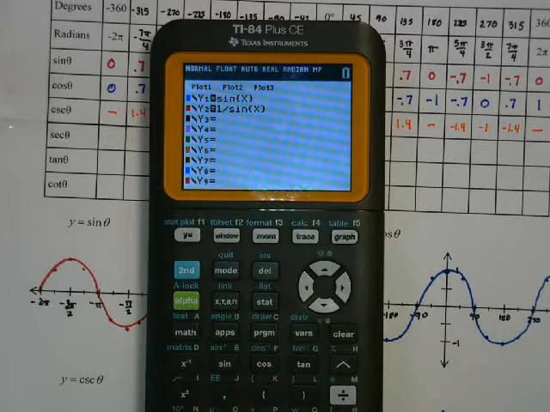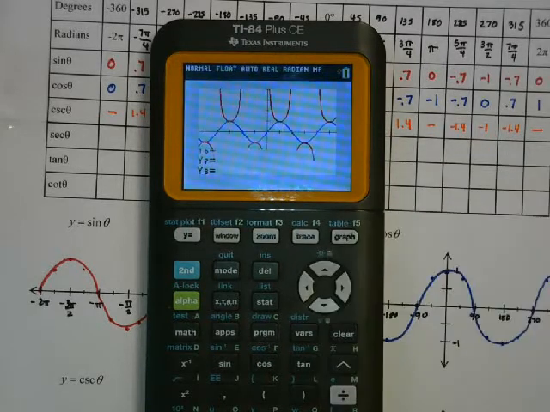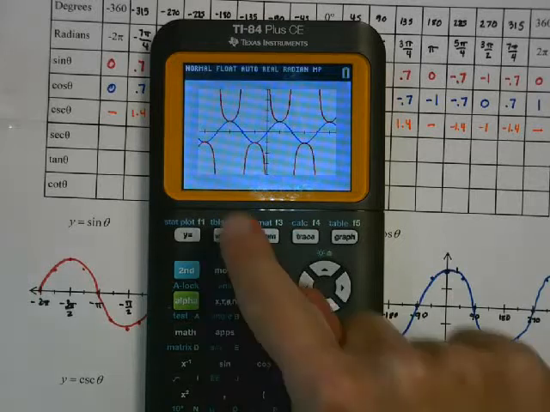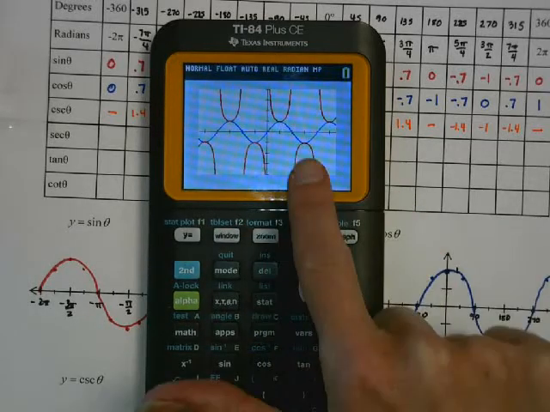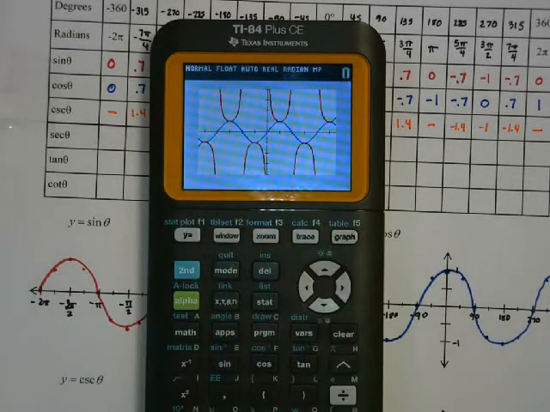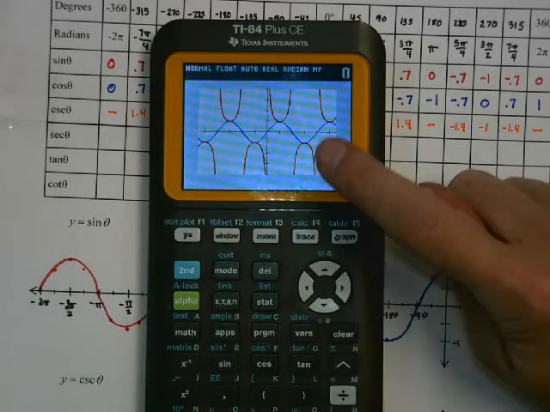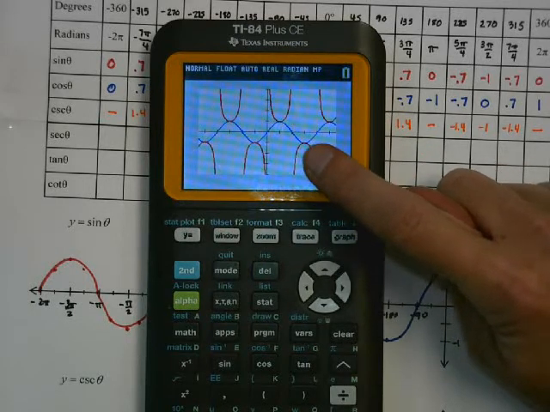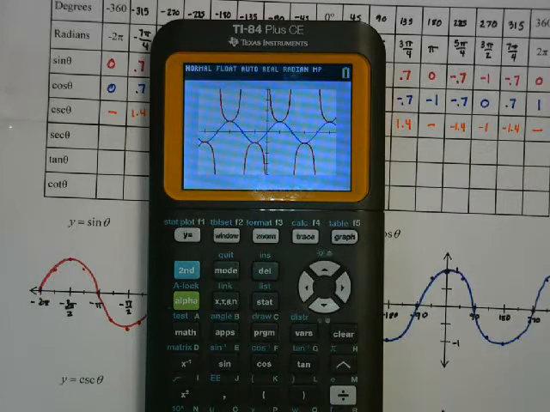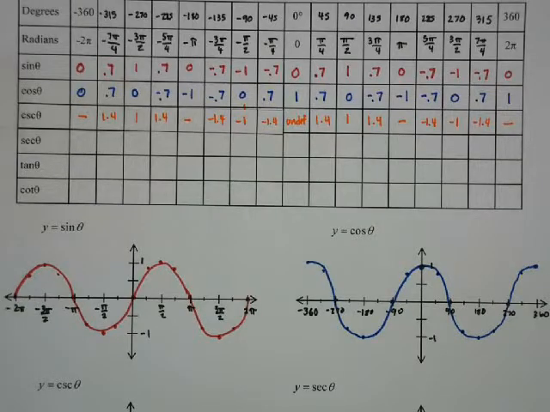Okay, so I also want to show you the graphs on the calculator, just to show you the relationship between sine and 1 over sine. So if I were to graph those, we have the sine curve that we graphed first, and then we have its reciprocal trig function. So it's just a reflection. But that's what that graph looks like.